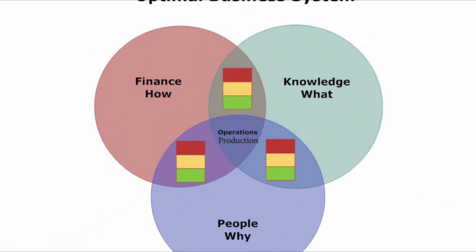And the optimal system is when the people, the money, and the friction are all green. And by measuring things in this way and spatially, it's easier, I'd say, to see what's happening and to improve things.